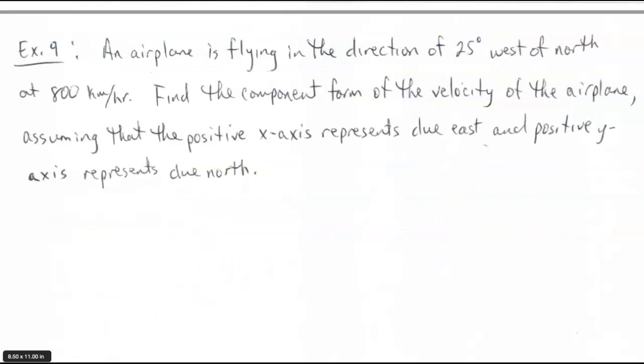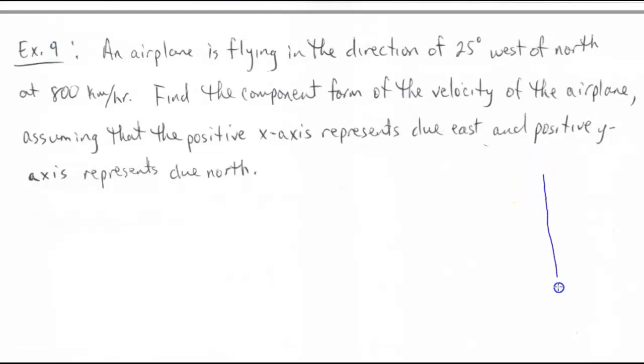So for example 9, we know how to do a problem like this. We're just putting some context to a problem type that we've already done. But of course, we're going to have to learn some new vocabulary here. So we have an airplane that is flying in the direction of 25 degrees west of north.